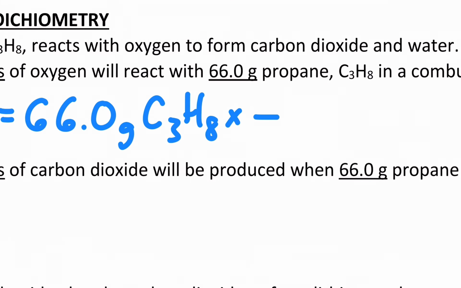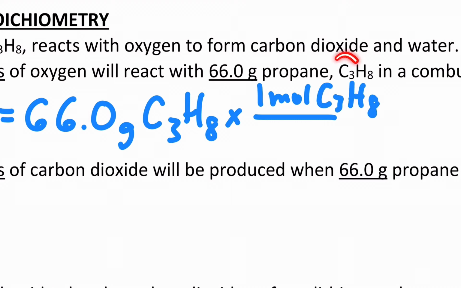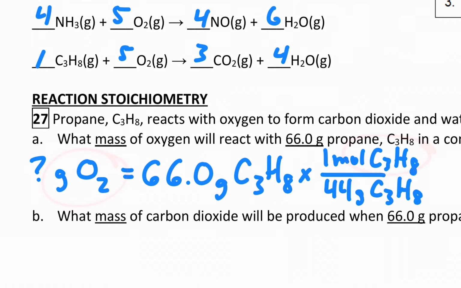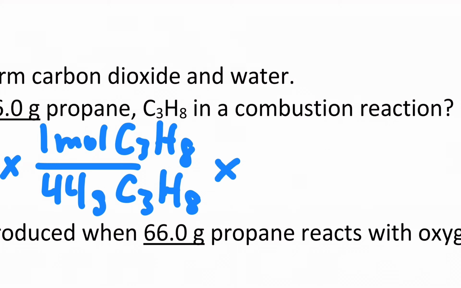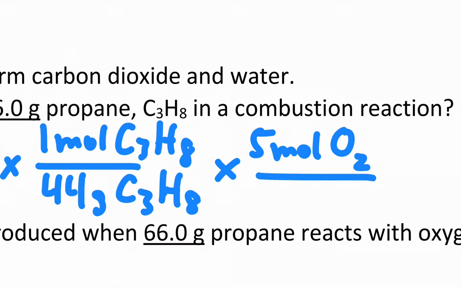So as we've been doing in this unit, the first thing I'm going to do is convert it into moles. There's 1 mole of C3H8 per, if you actually add up 3 carbons and 8 hydrogens, you get 44 grams of C3H8. Now we're in moles of propane. I want to get into grams of oxygen. Here's the one new thing we get to do. That 1:5 ratio of propane to oxygen is not just a molecule ratio, it's a mole ratio when you scale it up. So there are going to be 5 moles of O2 for every 1 mole of C3H8.